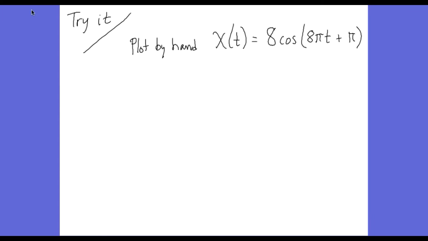Let's test our understanding a little more, go ahead and try it yourself. Plot this graph. Pause the video here, and then compare the graph you get to the correct graph that will pop up on the screen here in just a second. So pause the video here and try it.